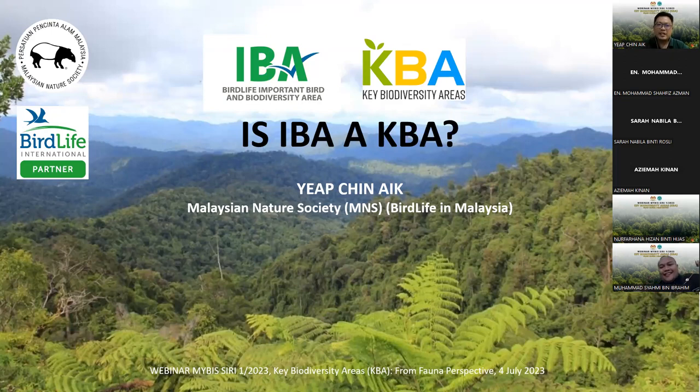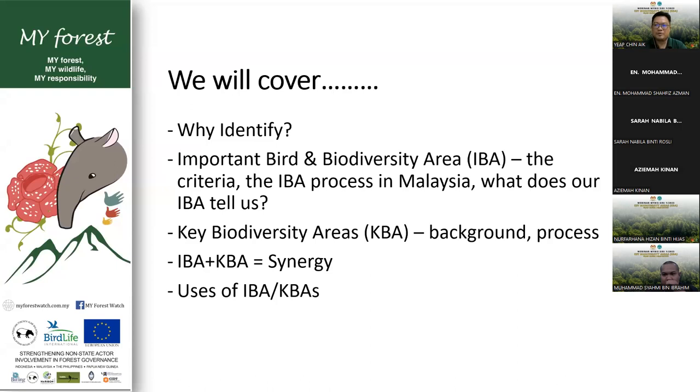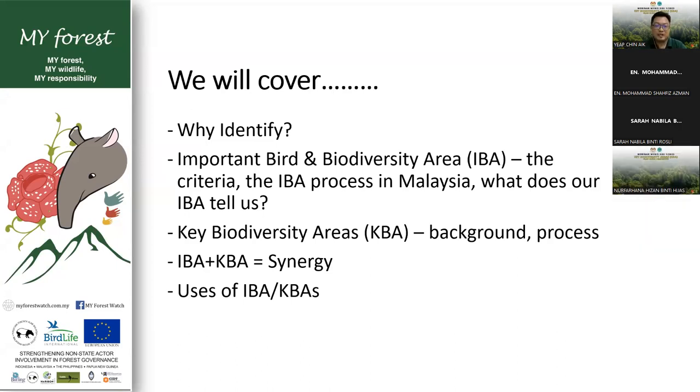So my topic today is also a very simple presentation. I do not want to give too heavy a context, otherwise everyone's head will explode, because it can be very, very complex when we talk about what are the criteria, what are the categories, and so forth. So my title is also very simple. It's probably the shortest title I ever gave for a presentation. Is IBA a KBA? We will go into this issue. We will peel the onion. There are just a few layers that I wanted to share. And hopefully at the end of the presentation, you will have maybe 3 or 4 take-home points that you remember, if we want to champion biodiversity in Malaysia.